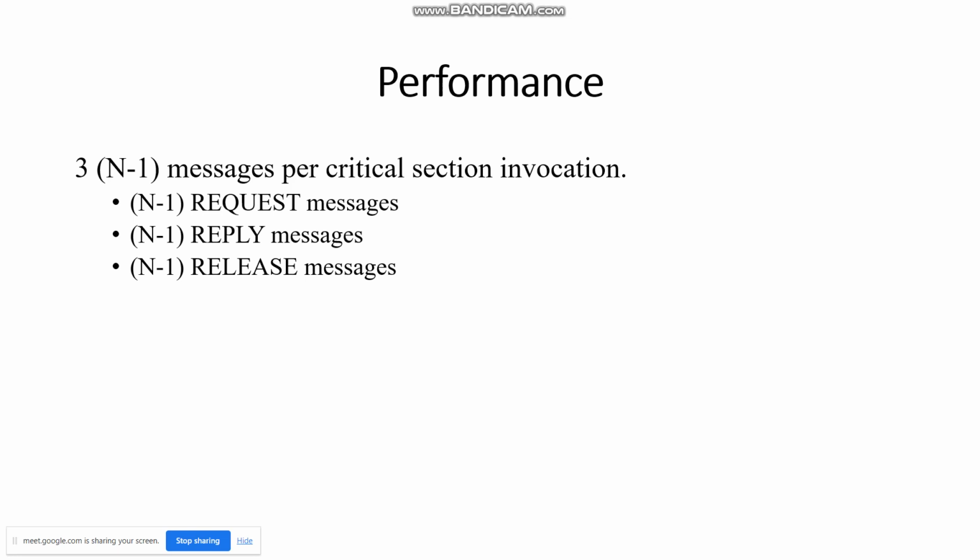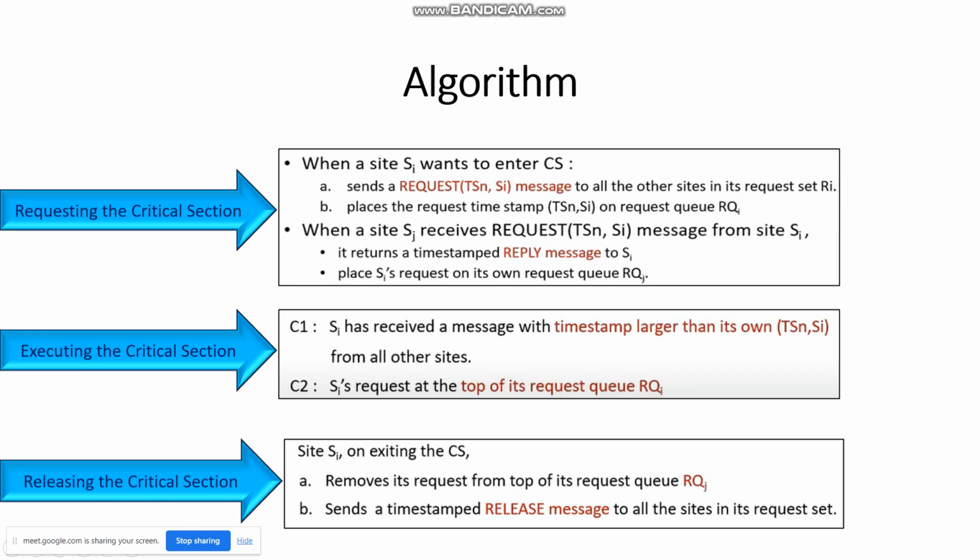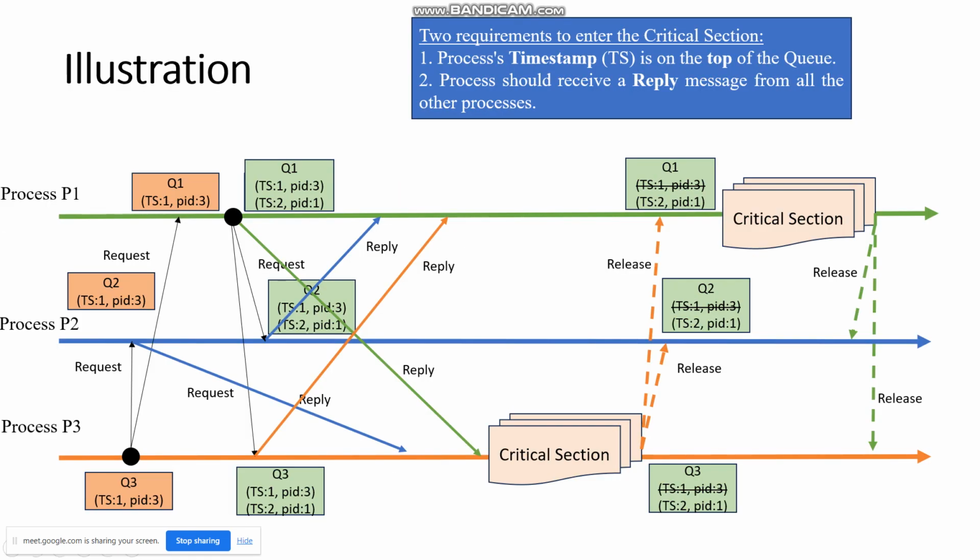So how many messages are there? n minus 1 request messages will be transmitted, n minus 1 reply messages are communicated, and similarly n minus 1 release messages are communicated. For our case, n is 3, so n minus 1 means 2 request messages, 2 reply, and 2 release. Now we can check this here. There are 3 processes. For example, suppose P3 wants to enter into the critical section. How many request messages are sent? 1, 2. There are 2 request messages.